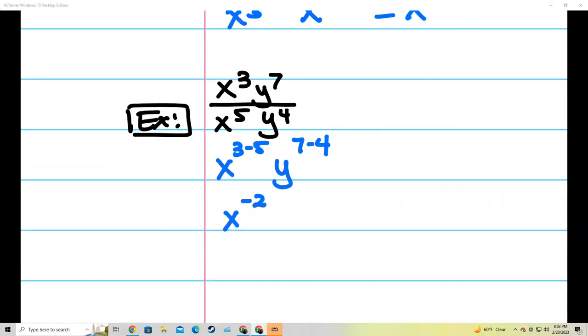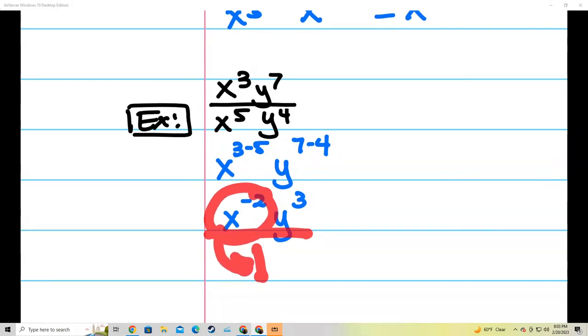And then 7 minus 4, that gives me a positive 3. Now, I would say that this is done, except it's not, because again, we do not like negative exponents. Right now, this technically means x to the negative second, y cubed over 1. So because I have that negative exponent, I'm going to move this one over to the bottom. But when I do that, the negative exponent goes away.